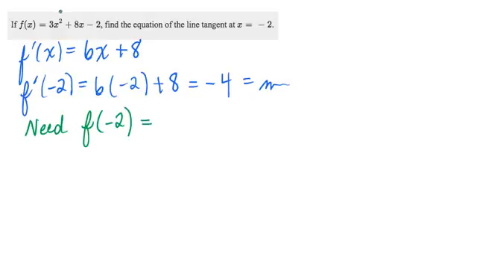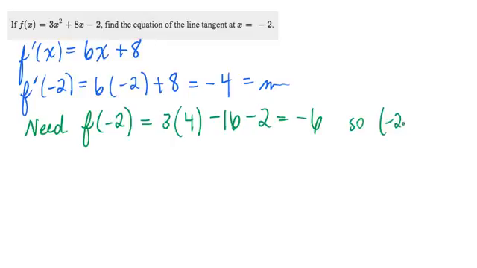So I'm going to plug in negative 2 into this function to get 3 times negative 2 squared would be 4. Plus 8 times negative 2 would be minus 16. And then we have this minus 2. So 12 minus 16 is negative 4. Minus 2 is negative 6. Okay, so the point negative 2 comma negative 6 is on the function f of x.